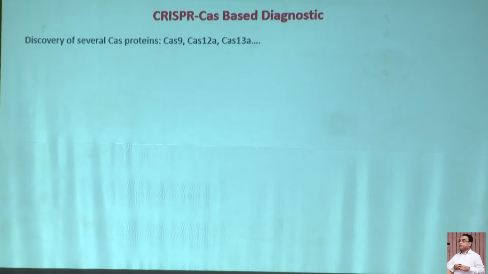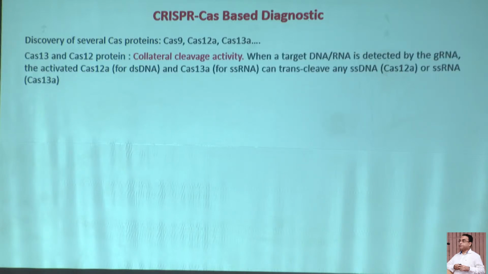That is made possible because, not only Cas9, now we know about many other Cas proteins like Cas12a and Cas13a, and these proteins, Cas12a and Cas13a, have a collateral damage or collateral cleavage activity. What does it mean? When Cas12a or Cas13a, along with the crRNA or the single guide RNA, detect a particular sequence, they cut that particular sequence. Along with that, they have collateral cleavage activity in the surrounding environment. If any single-stranded DNA or RNA is there, they will also cut that, and as they cut it, they cause collateral damage.